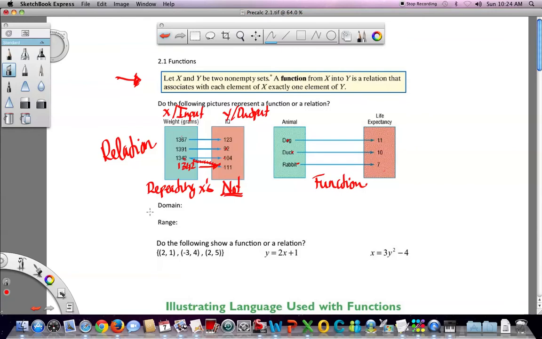Okay, domain and range are other words we can use to describe either input for your domain and output for the range. A lot of times the input is your x and the output is your y. So we'll check the second one here. This function has as its domain the values dog, duck, and rabbit. And the life expectancy values 11, 10, and 7 would be the range.